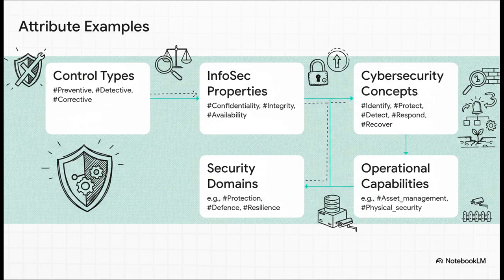First, you've got control types, which basically tells you a control's purpose. Is it preventive, detective, or corrective? Simple enough. Then we have information security properties, which you'll recognize as the classic CIA triad: confidentiality, integrity, and availability. Third is cybersecurity concepts, which maps to frameworks you probably already know, like NIST, covering things like identify, protect, all the way to respond and recover. And finally, you have operational capabilities and security domains, which give you even more specific ways to group controls by what they do and where they fit strategically.